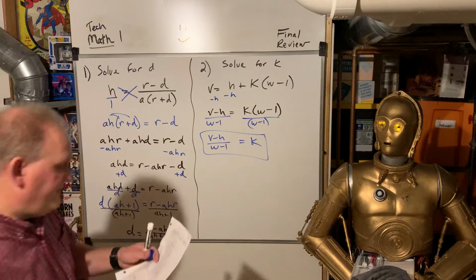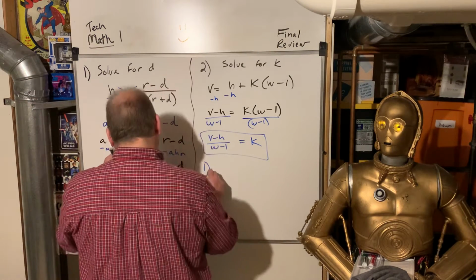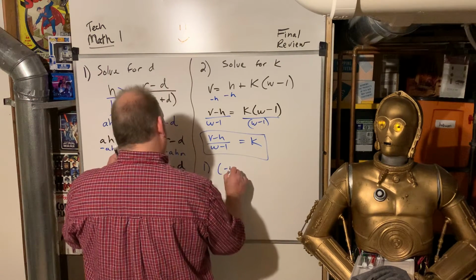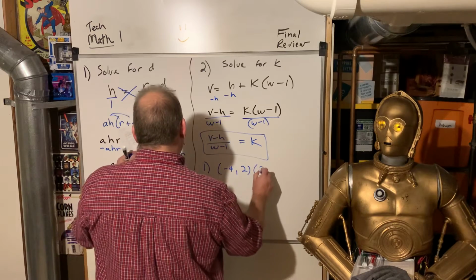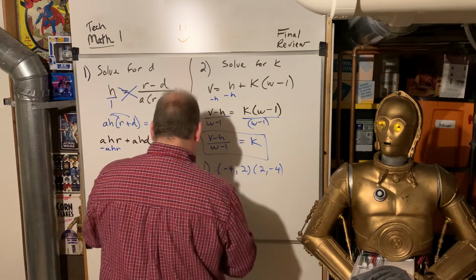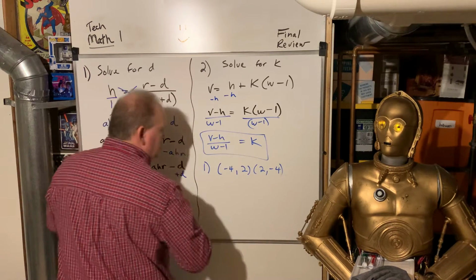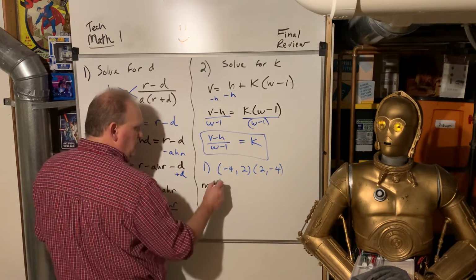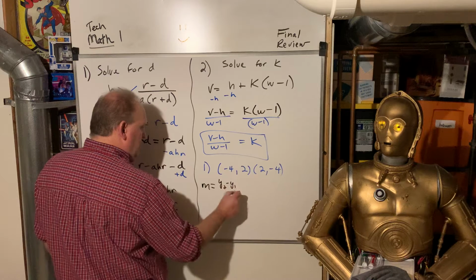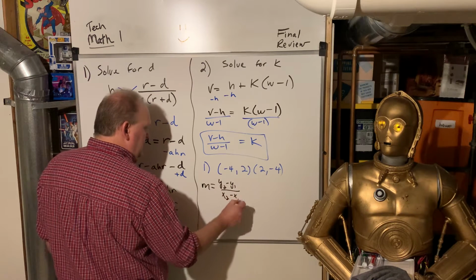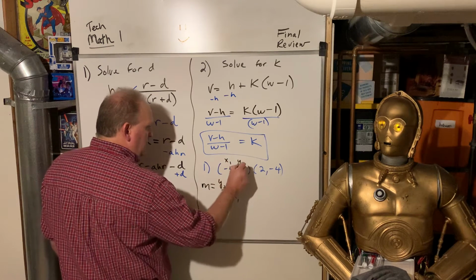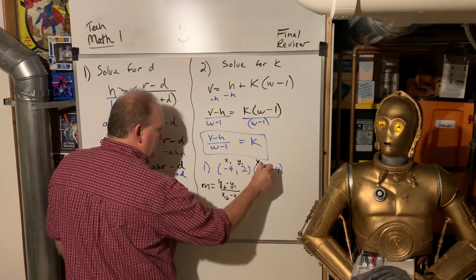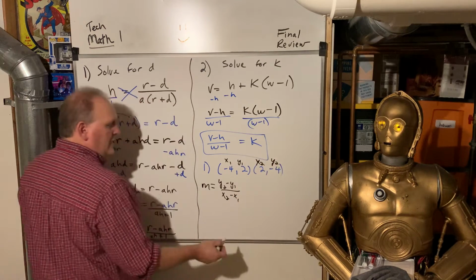All right. That was from chapter 9. Chapter 10, find the slope. We can get that one squeaked in here. Negative 4, comma 2, and 2, comma negative 4. To find the slope, it is the change in y over the change in x. Remember, the formula for slope is y sub 2 minus y sub 1 over x sub 2 minus x sub 1. So x1, y1, x2, y2. And so here we go.